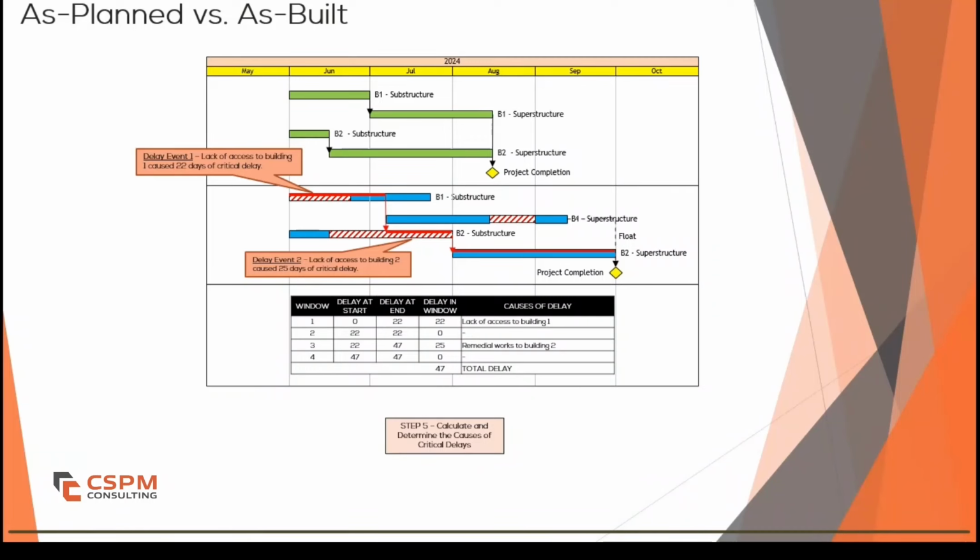For example, after identifying delays, we see that Event 1 caused a shift in substructure work of Building 1 start date. Event 2 further prolonged substructure activities. Event 3 contributed to additional delays to Building 2, leading to the final completion date shift. Now we have a clear picture of how delays accumulated and impacted the project's overall schedule.